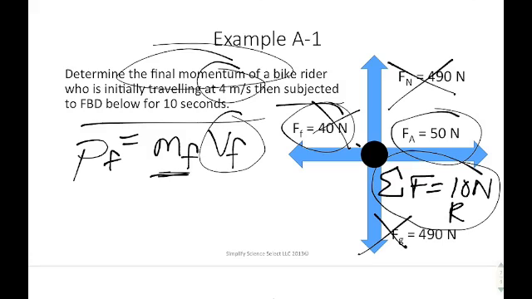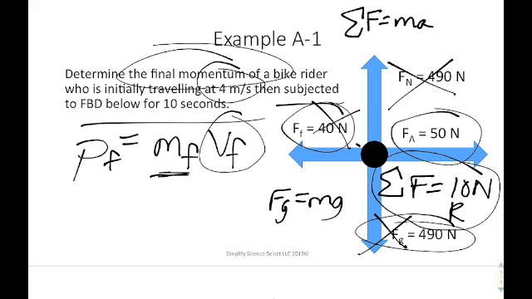Using the sum of the forces, I can calculate the acceleration of this particular object. I can say, okay, the sum of the forces is equal to the mass times the acceleration. Well, in order to do this, I need to know the mass. Well, remember, the weight is equal to mass times gravity. There's a lot of review going on in this particular example.